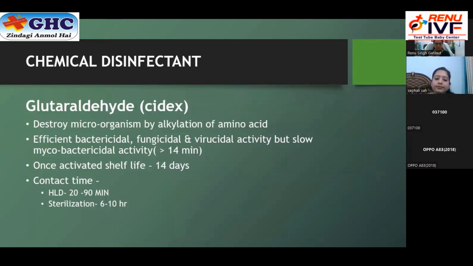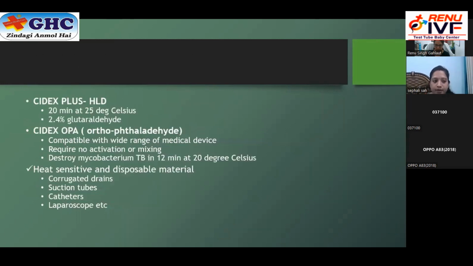It destroys microorganisms by alkylation of amino acids. It has efficient bactericidal, fungicidal, and virucidal activity. Once activated, it has only a 14-day half-life. After that, you cannot use it. It has to be prepared by mixing it in solution. Contact time for high level of disinfection is 20 to 90 minutes and for sterilization is 6 to 10 hours. Cidex Plus is 2.5% glutaraldehyde. It provides disinfection at 25 degrees Celsius in 20 minutes.